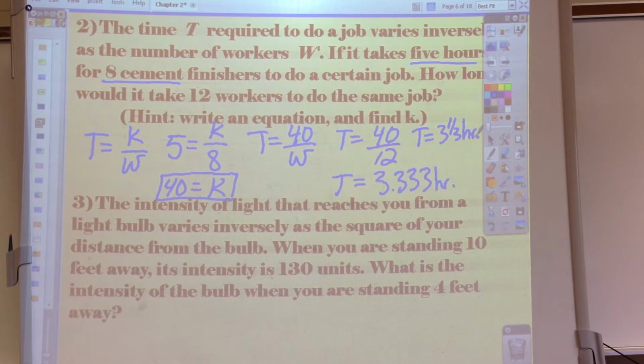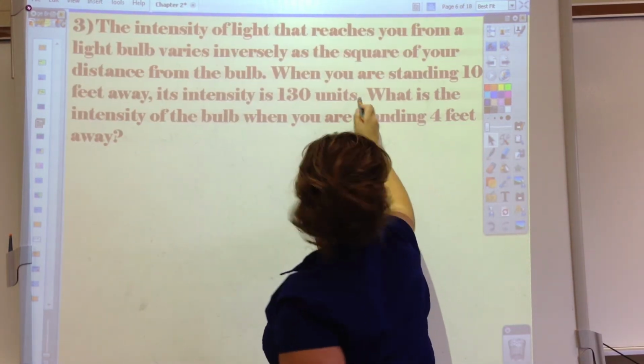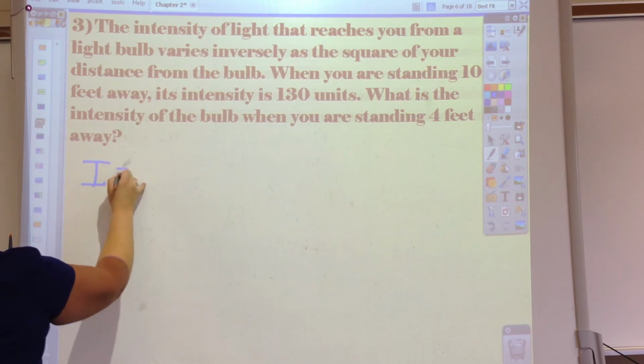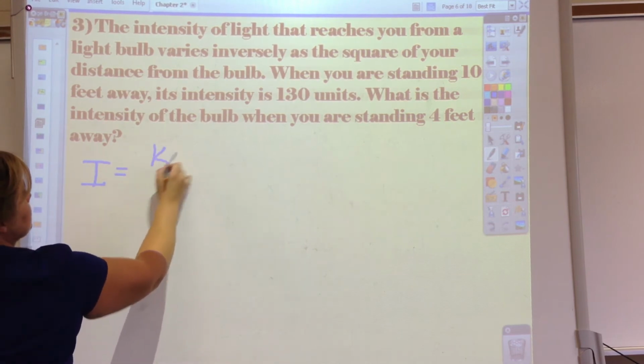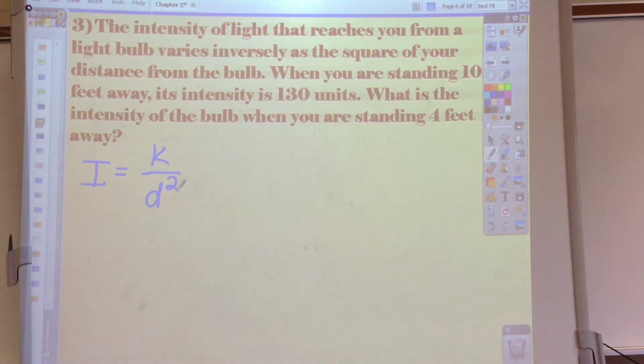All right, number 3: the intensity of light that reaches you from a light bulb varies inversely as the square of your distance from the bulb. I'd like you to go ahead and try to write the equation that matches that sentence. Intensity varies inversely as the square of my distance. Hopefully we agree with our equations.